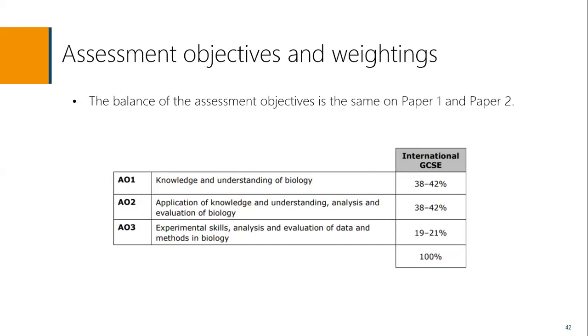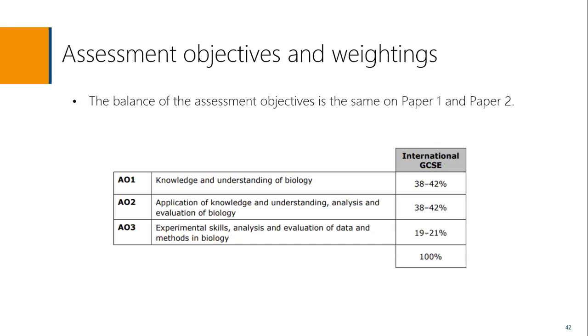The balance of assessment objectives is the same on paper 1 and paper 2, and AO1 and AO2 are now equal. On the previous specification, there was more AO1 than AO2, but they're now equal. AO1 is knowledge and understanding. AO2 is application of knowledge and understanding and analysis and evaluation of biology. And AO3 is experimental skills, analysis and evaluation of data and methods in biology.